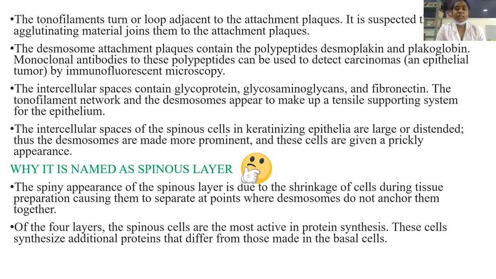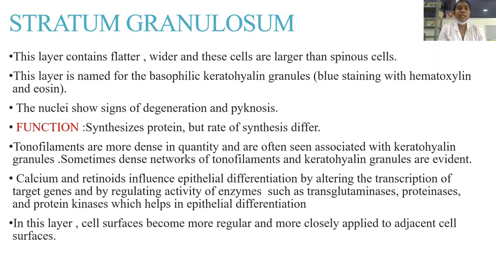Of the four layers, the spinous cells are the most active in protein synthesis. These can synthesize additional proteins that differ from those made in the basal cells. Then comes stratum granulosum. This layer contains flatter, wider cells, which are larger than spinous cells. This layer is named for the basophilic keratohyalin granules, which stain blue with hematoxylin and eosin. The nuclei show signs of degeneration and pyknosis.